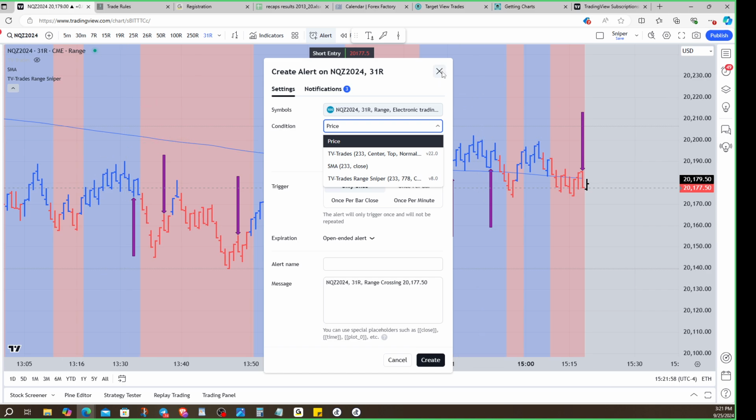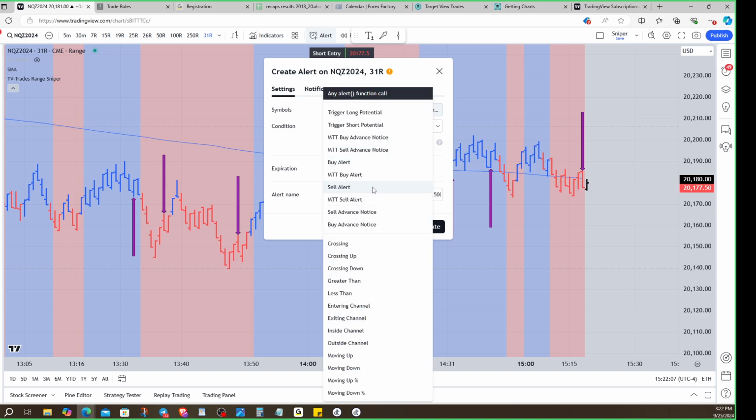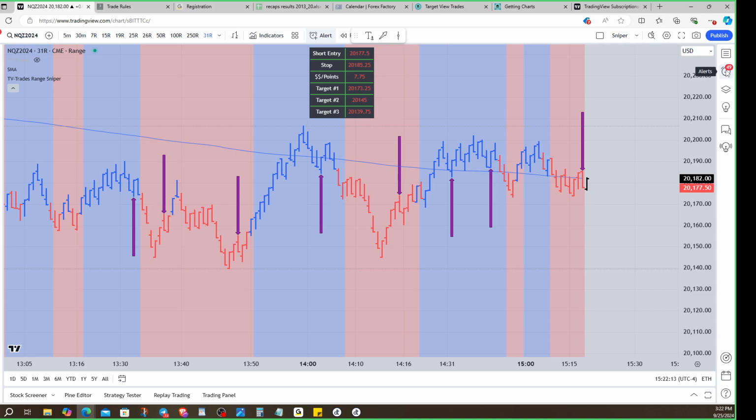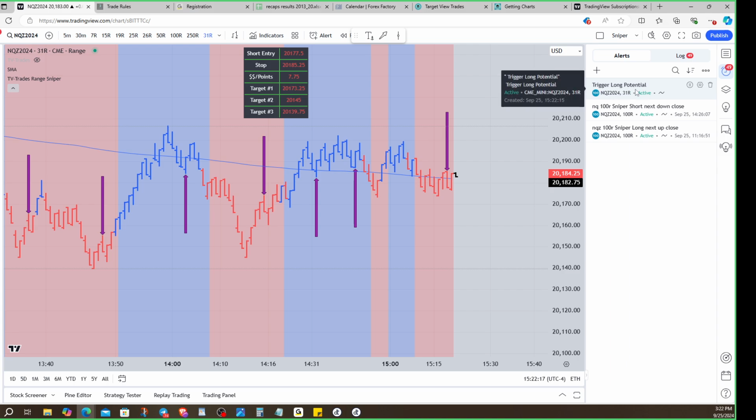I guess this is a good time to explain this. You see how I have TV trades shut off right here? And if I go in here and I set an alert up on that, set up all these alerts on that, and if I just do like a trigger long potential and I do once per bar close and I just say create on this, it's going to create the alert, right? It's going to be over here. You're going to have the alert created over here. This is it right here.